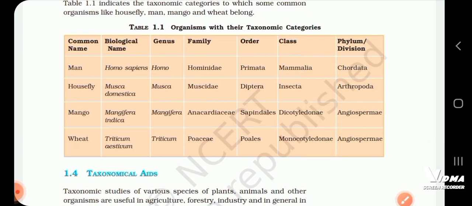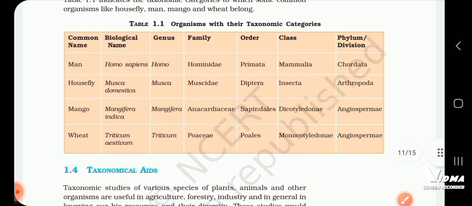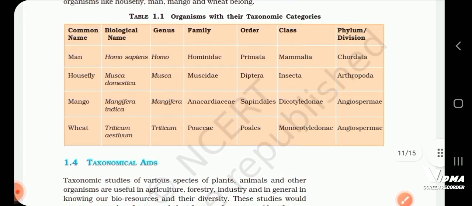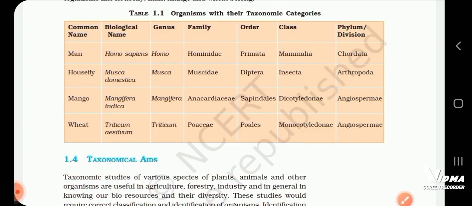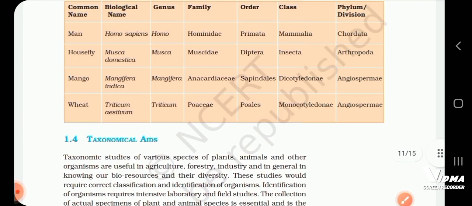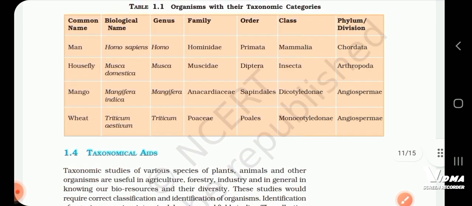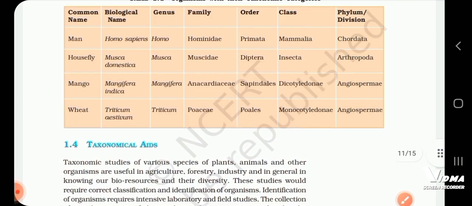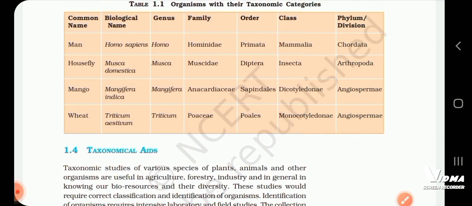Common name, man, biological name, Homo sapiens, genus Homo, family Hominidae, order Primata, class Mammalia, phylum or division Chordata. Housefly, Musca domestica, genus Musca, family Muscidae, order Diptera, class Insecta, phylum or division Arthropoda. Mango, Mangifera indica, genus Mangifera, family Anacardiaceae, order Sapindales, class Dicotyledonae, phylum or division Angiospermae. Wheat, Triticum aestivum, genus Triticum, family Poaceae, order Poales, class Monocotyledonae, phylum or division Angiospermae.